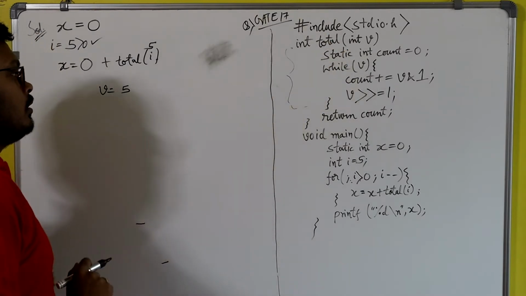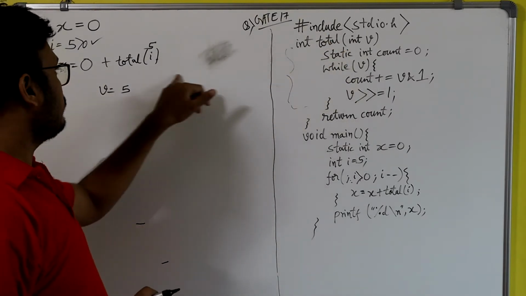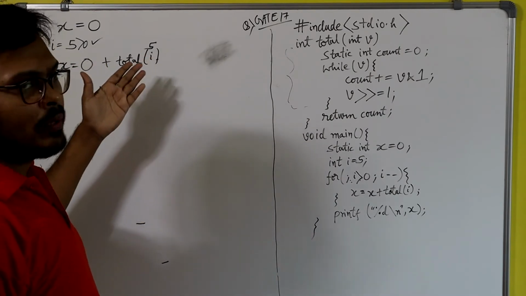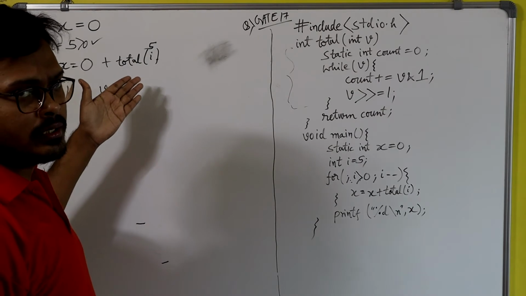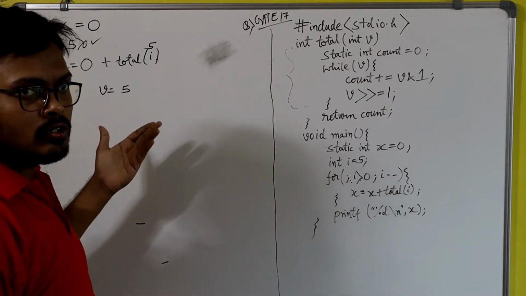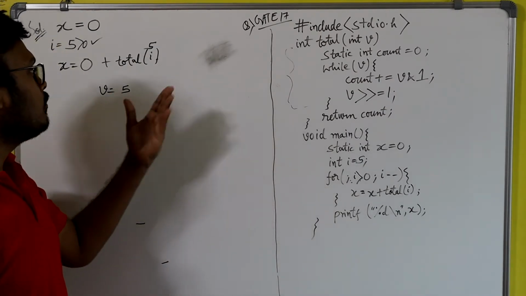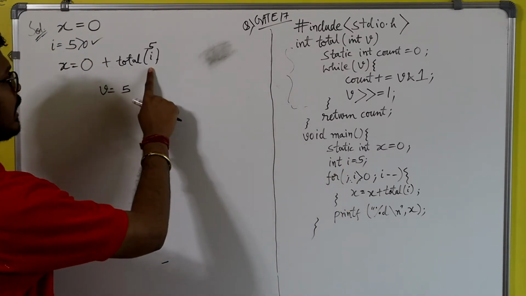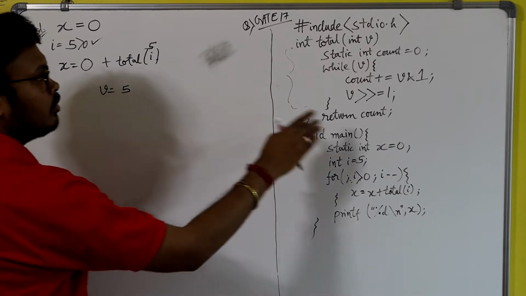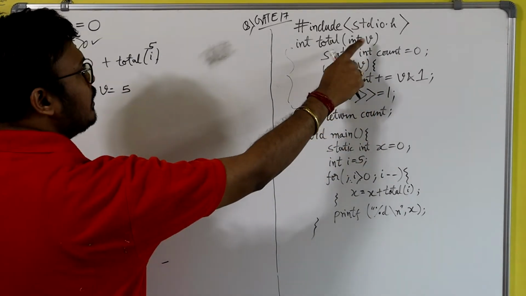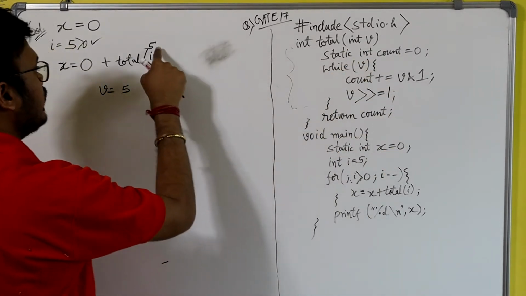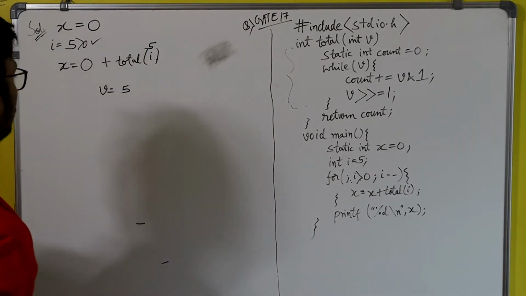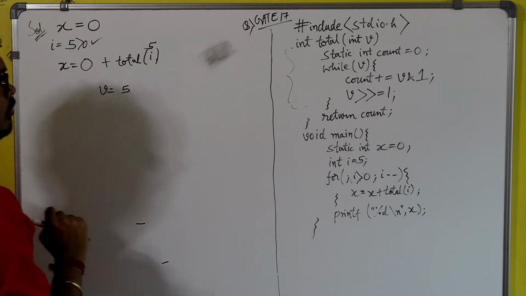What type of parameter passing method is it? Is it call by reference or call by value? It is call by value, because here we are not sending the address of the variable i. Another variable v is there, and the value of i is getting copied to the variable v. So now v is equal to 5.